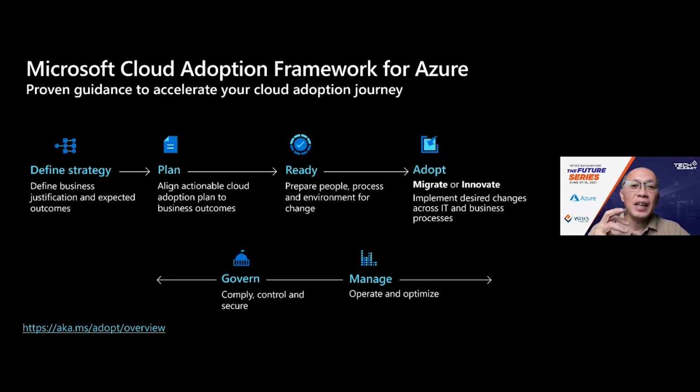And then finally, once you've done that, you now start to adopt the cloud. And it can be one of two things, or actually both. You can either be migrating, meaning lift and shift. So whatever you have on premises or in another cloud, you move into Microsoft Azure. That's a simple migration. Or you innovate. And that's really where you then leverage the true power of the cloud.